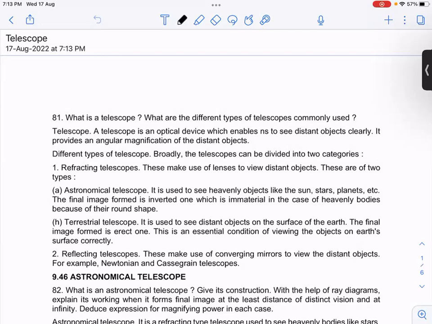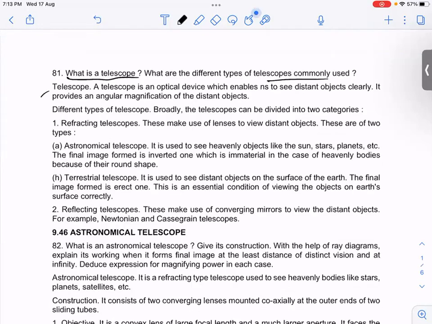So now we'll discuss the next topic, that is telescope and the different types of telescopes which are commonly used. Okay. So you know what is a telescope, right? A telescope is an optical device which enables us to see distant objects clearly, and it provides the necessary angular magnification that is required to see distant objects, right?